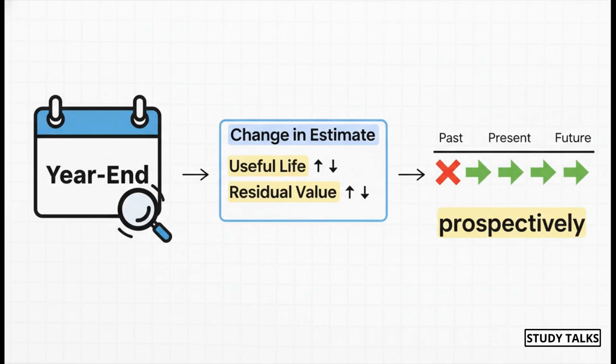Now, how do you account for it? According to AS-5, you do it prospectively. What does that mean? It means you don't go back and change the past. You just adjust your calculations for the current year and all future years. It's like recalculating your GPS route halfway through a trip. You don't go back to the starting point. You just find the new best path from where you are right now.